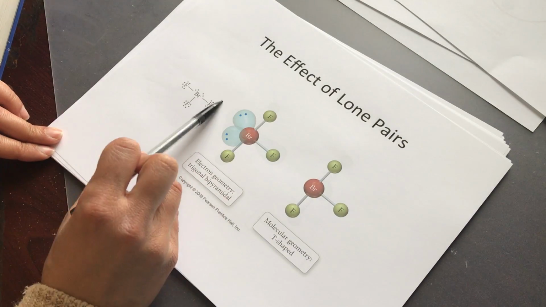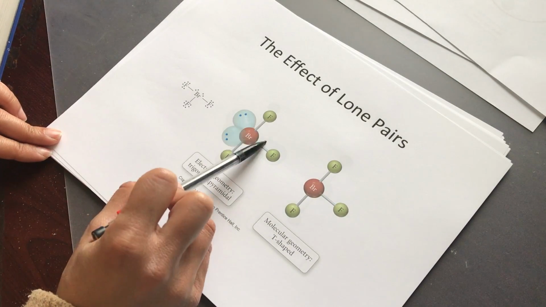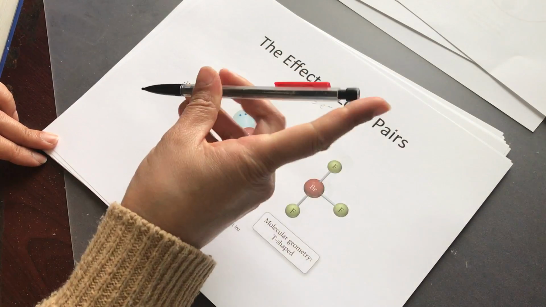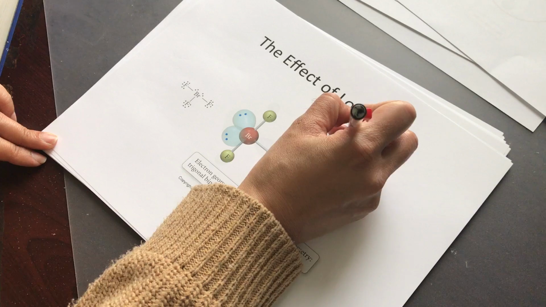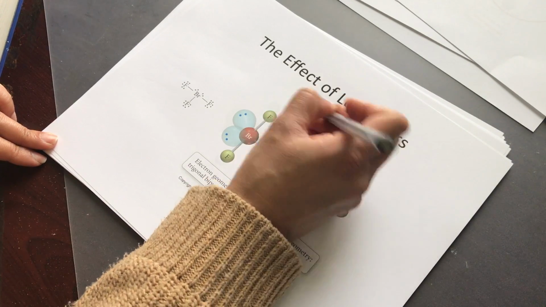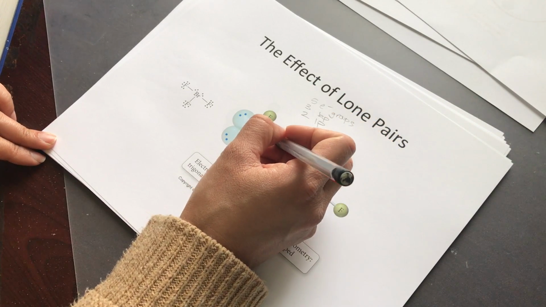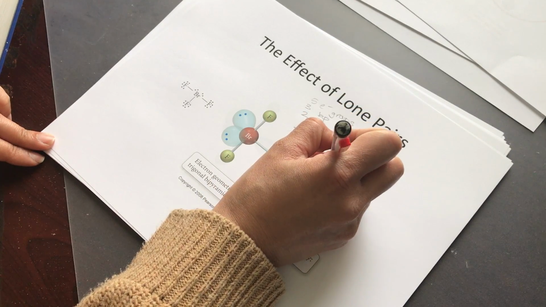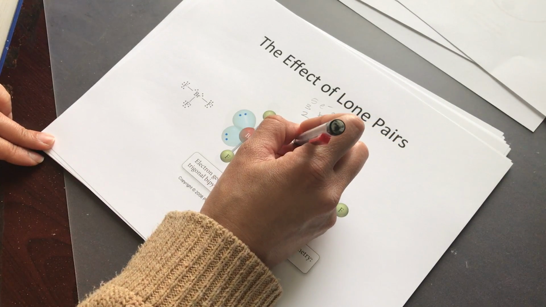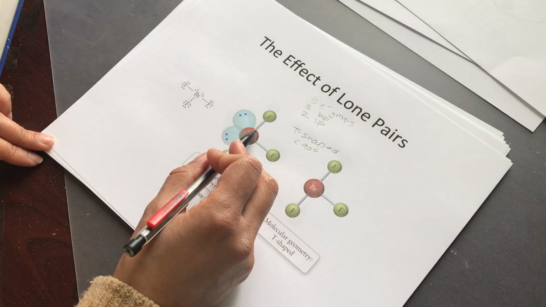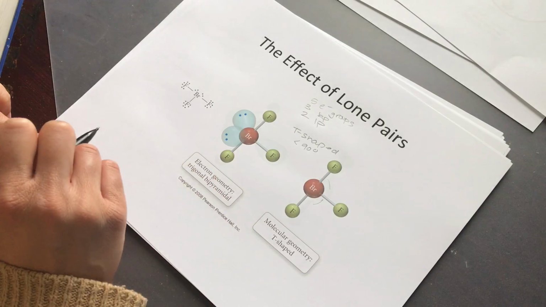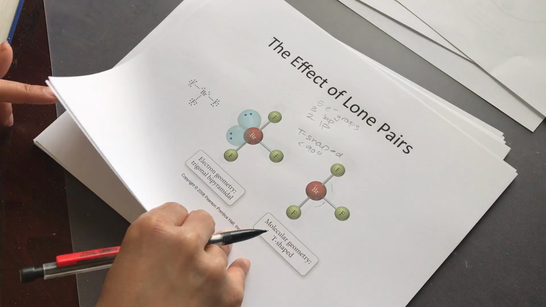Now, what if we have 5 groups but 2 lone pairs? 1, 2, 3, 4, 5, 2 lone pairs. 5 electron groups, 3 bonding pairs, 2 lone pairs. I now have T-shaped. And my bond angle is just less than 90. Because you can see here that since these are clouds of the electrons, the shape's coming from here.